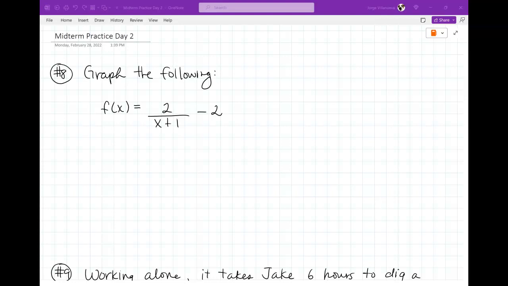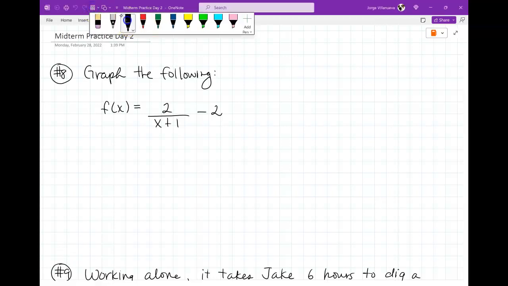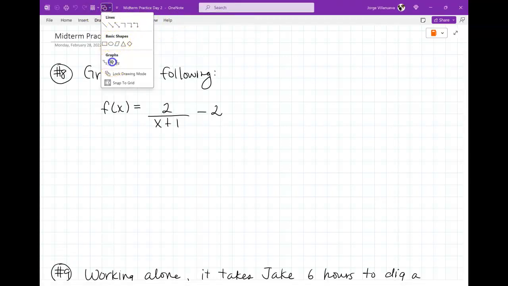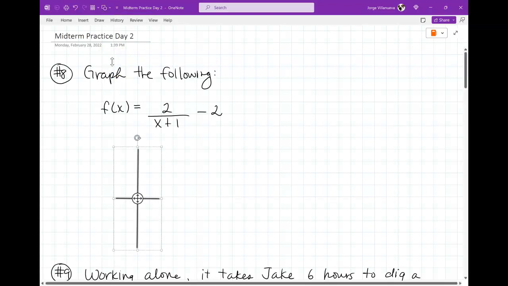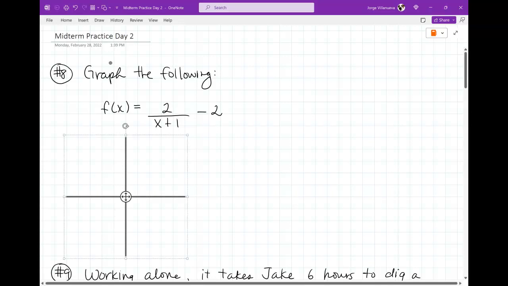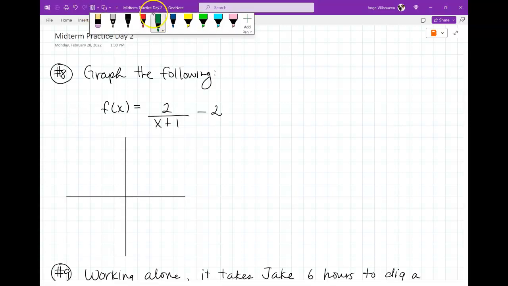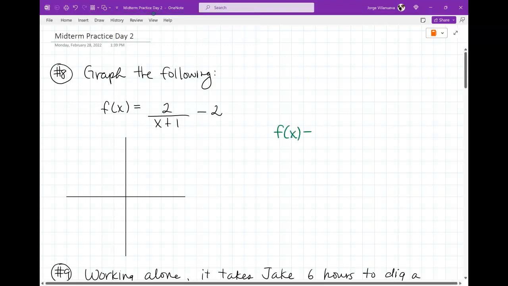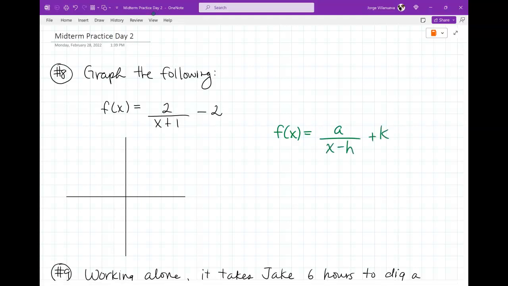So there's this question right here, graph the following. Let me make a coordinate plane here, and then I want to remind you guys of the formula. Let me try that again. All right, now the formula for doing these looks like this. F of x is equal to a over x minus h plus k.